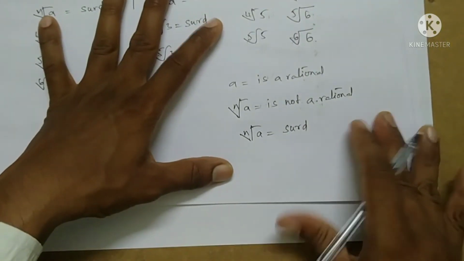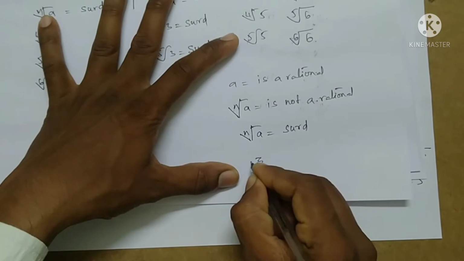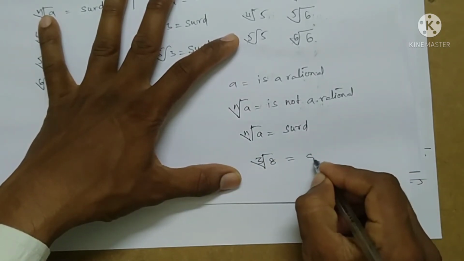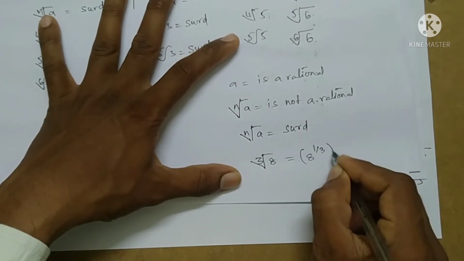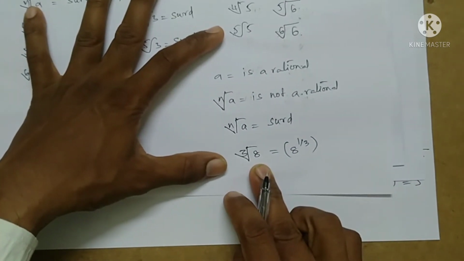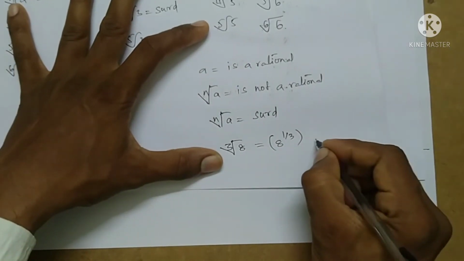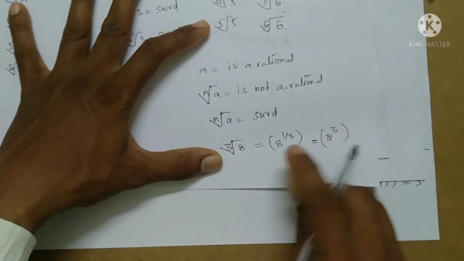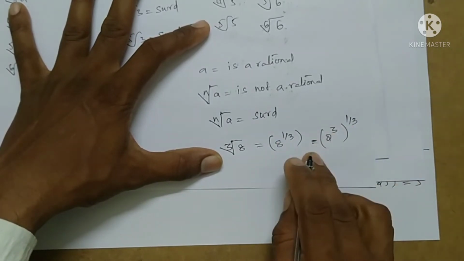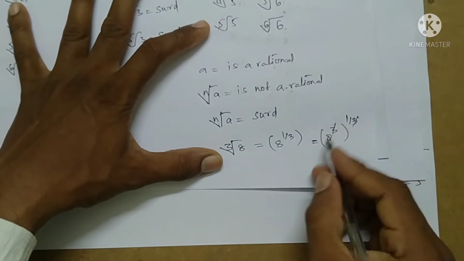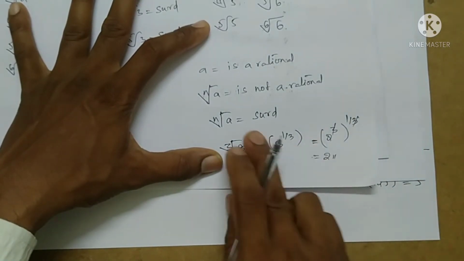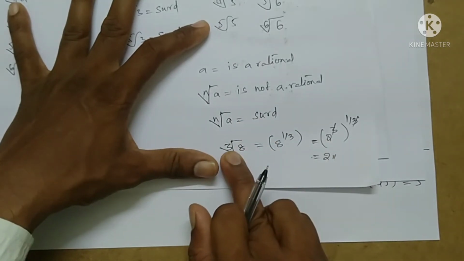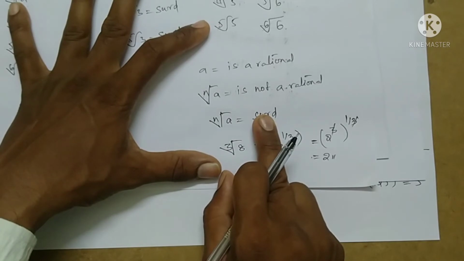So for example, the third root of 8 is nothing but 8 to the power of 1 by 3, right? We can take 8 as 2 power 3, so 2 power 3 whole to the power of 1 by 3. The 3s cancel. The result is 2. It is a rational number, so it is not a surd. The third root of 8 is not a surd.